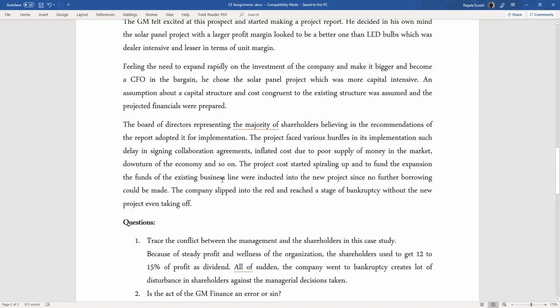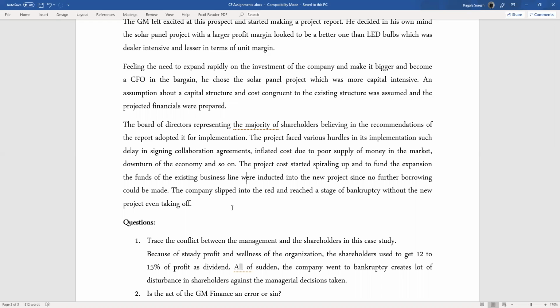So they couldn't manufacture solar plates properly. The only option they had was to pull out the money they had from the existing business of manufacturing electrical cables.